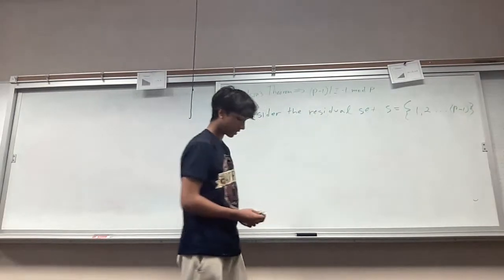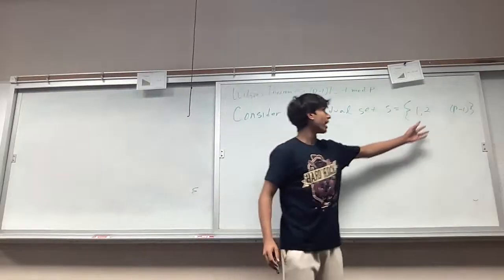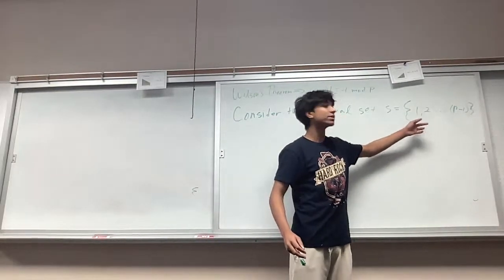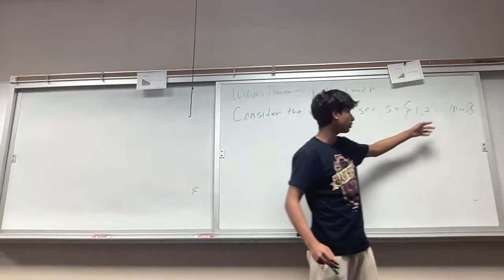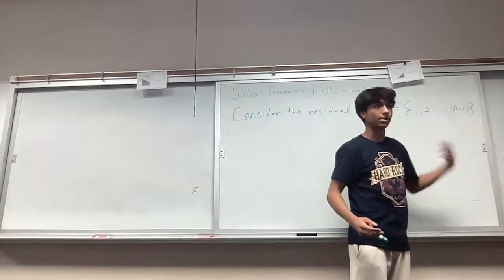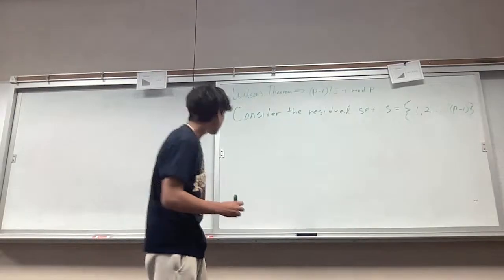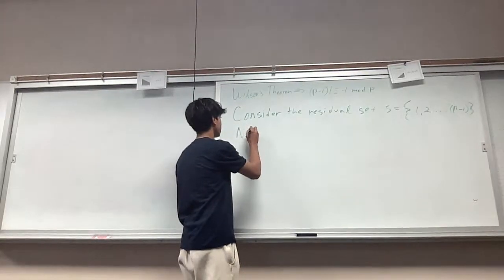Now what else? By definition then, if you take any of these numbers mod p, it's just going to be itself. 1 mod p is 1, 2 mod p is 2, all the way down to p minus 1 mod p is going to be p minus 1, because it's less than p. Okay, now, just remember this.